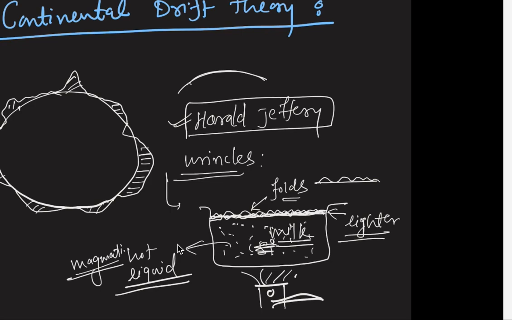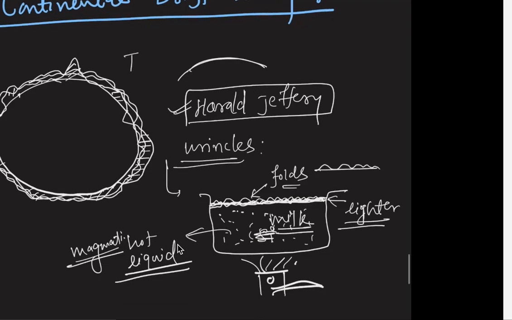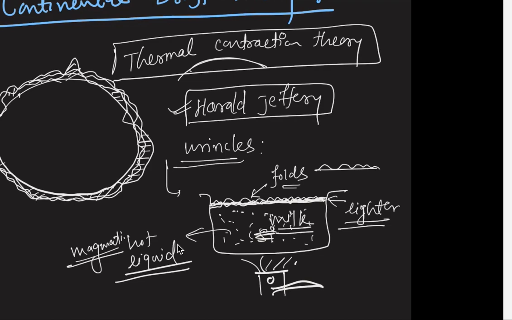Yes. Similarly, Harold Jeffrey says when the earth started cooling slowly, then the earth also got wrinkles like this. So it is not a straight, plain surface, but has these kinds of wrinkles. His theory, he called the thermal contraction theory. Thermal contraction theory. Okay.